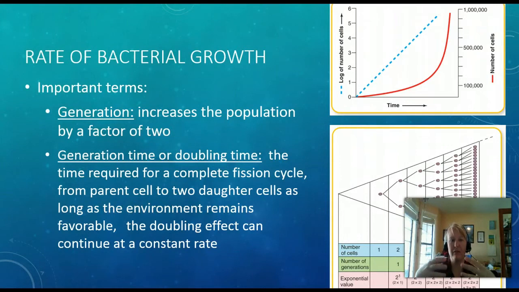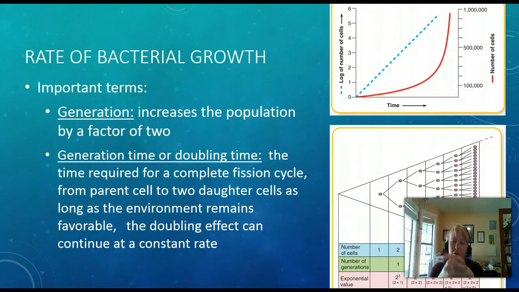In this topic, what we're looking for is growth. So, rate of bacterial growth. There's a couple important terms. I know I said there wasn't going to be much vocabulary, but there is a little bit. Generation is the time that it takes for a population to increase by a factor of 2. And generation time, or doubling time, is the time required for the complete fission cycle. Okay, so make sure you understand those two concepts.